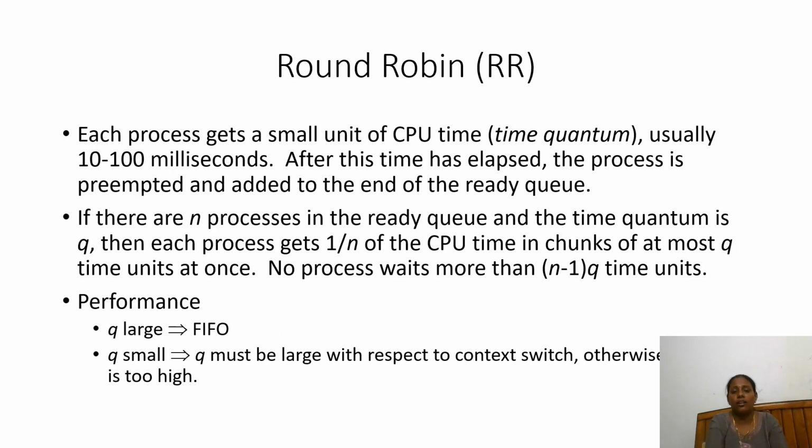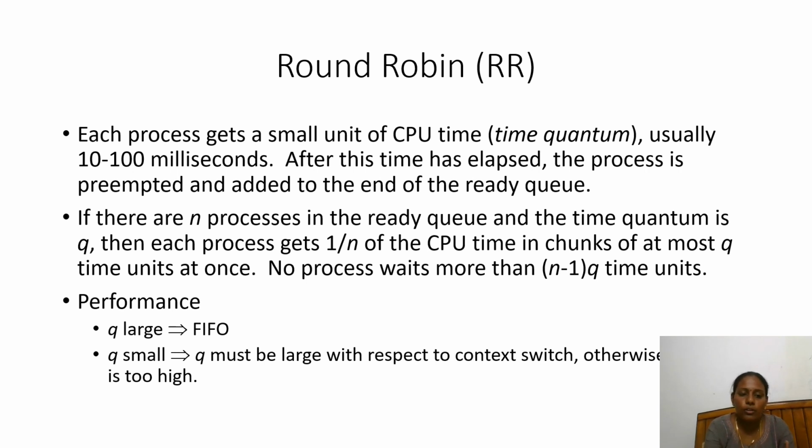Okay, next, the last scheduling is round robin. Each process gets a small unit of CPU time, usually 10 to 100 milliseconds. After this time has elapsed, the process is preempted and added to the end of the ready queue. If there are n processes in the ready queue and the time quantum is q, then each process gets 1 by n of the CPU time.